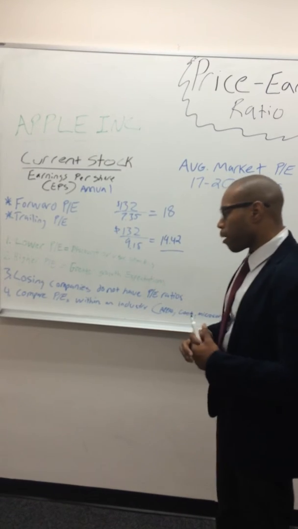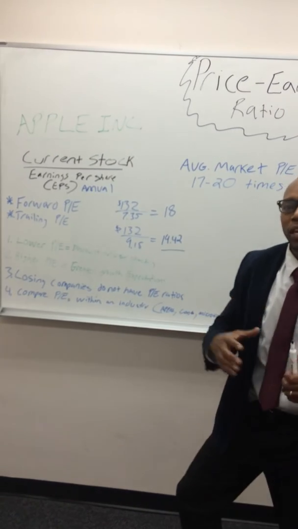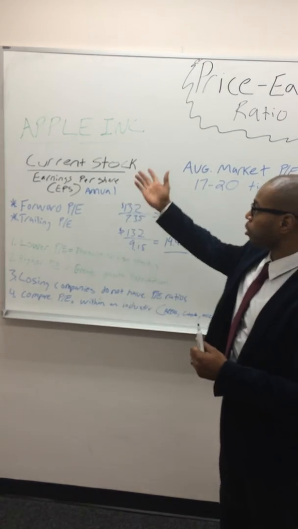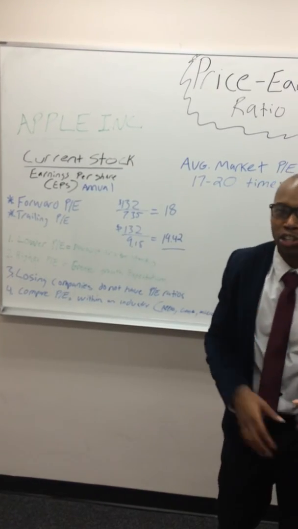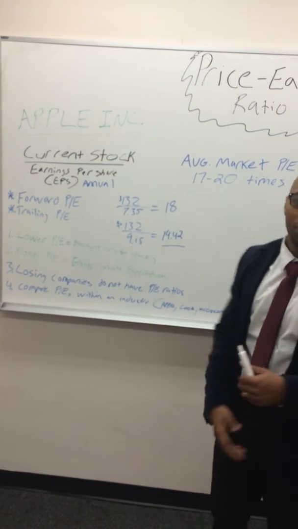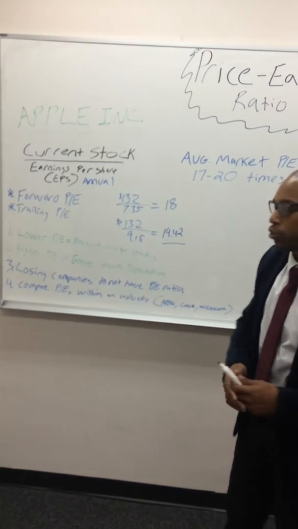And number 4, you always want to compare a PE ratio with a company within a particular industry, right? You don't want to take Apple and compare their ratio with a utility company or a bank. You want to compare it with a company like Google or Microsoft. Keep it within the industry.